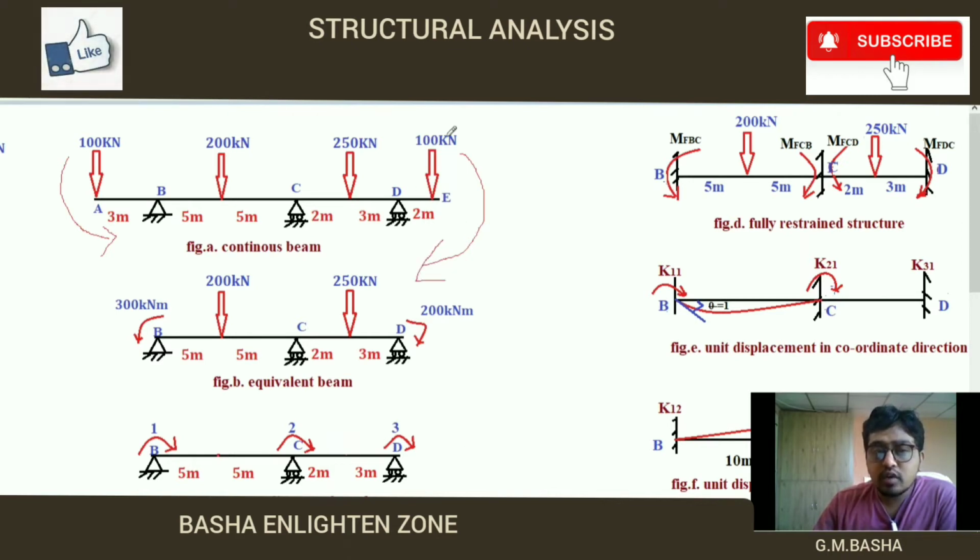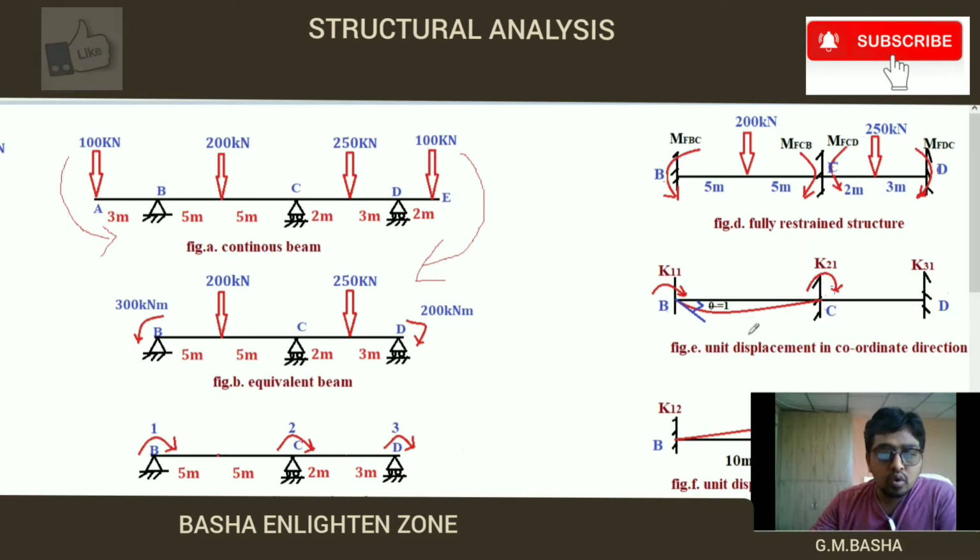So see here, you always remember force into distance. I am replacing this given load as a cantilever moment, both at B and D. Force into distance, 100 into 3, 300 kilonewton meter, 100 into 2, 200 kilonewton meter. But it will be acting towards D in the clockwise, but it will be acting towards B in the anti-clockwise. So you please remember both these things.